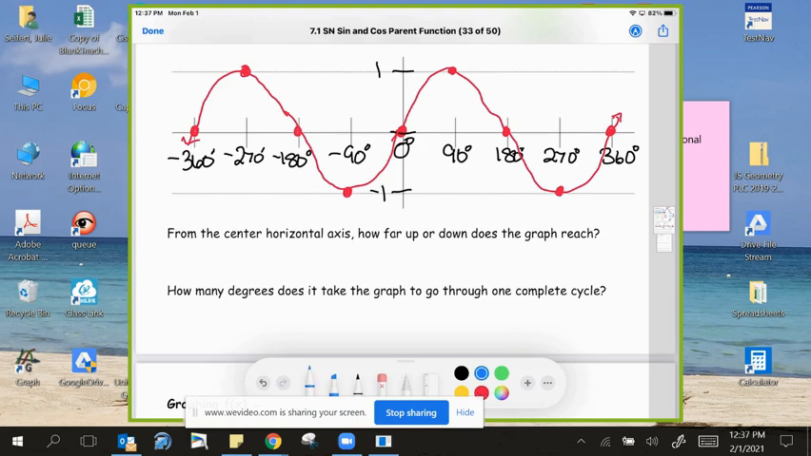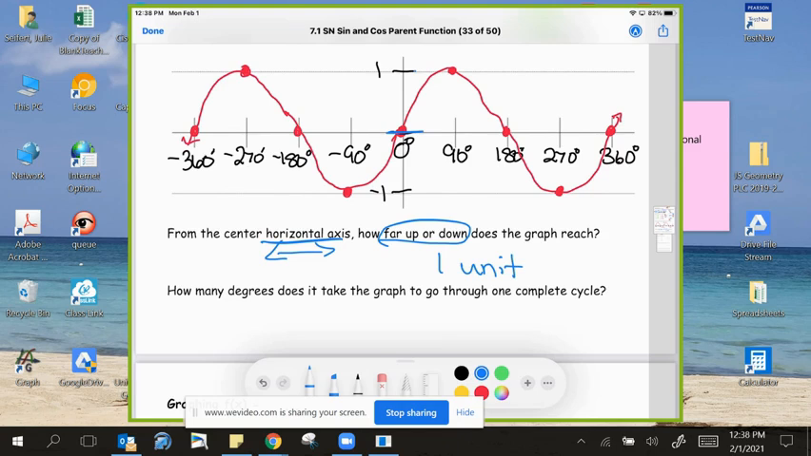So from the center horizontal axis, that center line straight across, how far up or down does the graph reach? How high up does the graph reach? Just 1 unit. And how far down does the graph reach? That is also 1. So 1 unit is our maximum, and 1 unit down is our minimum.